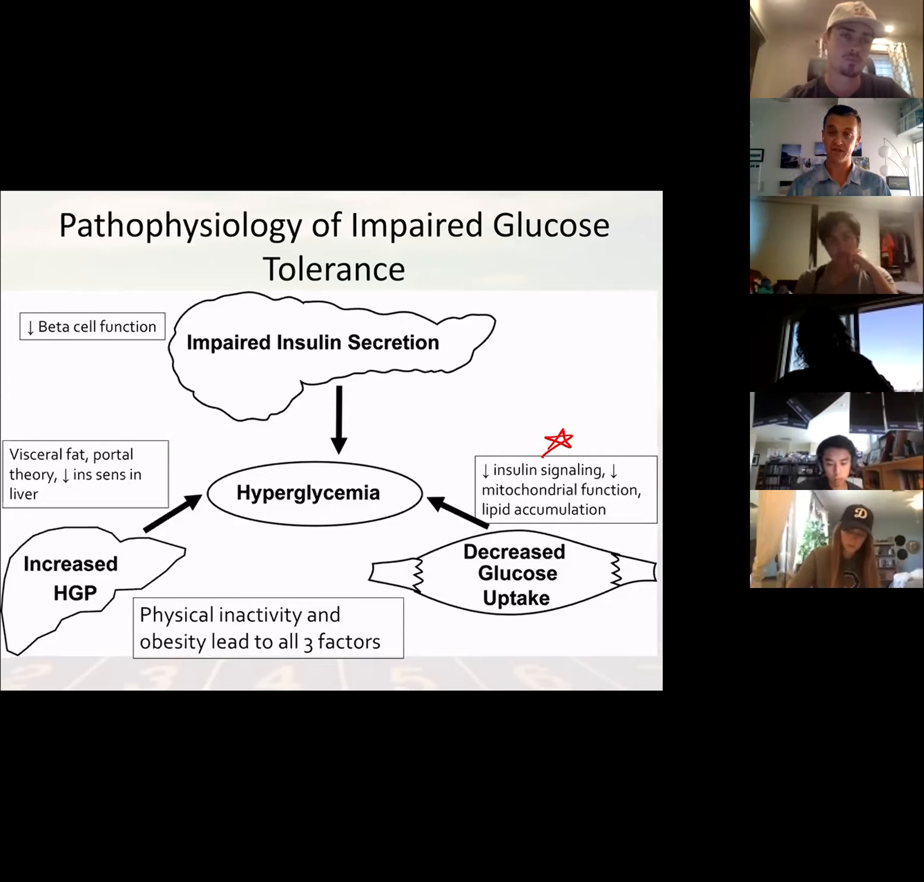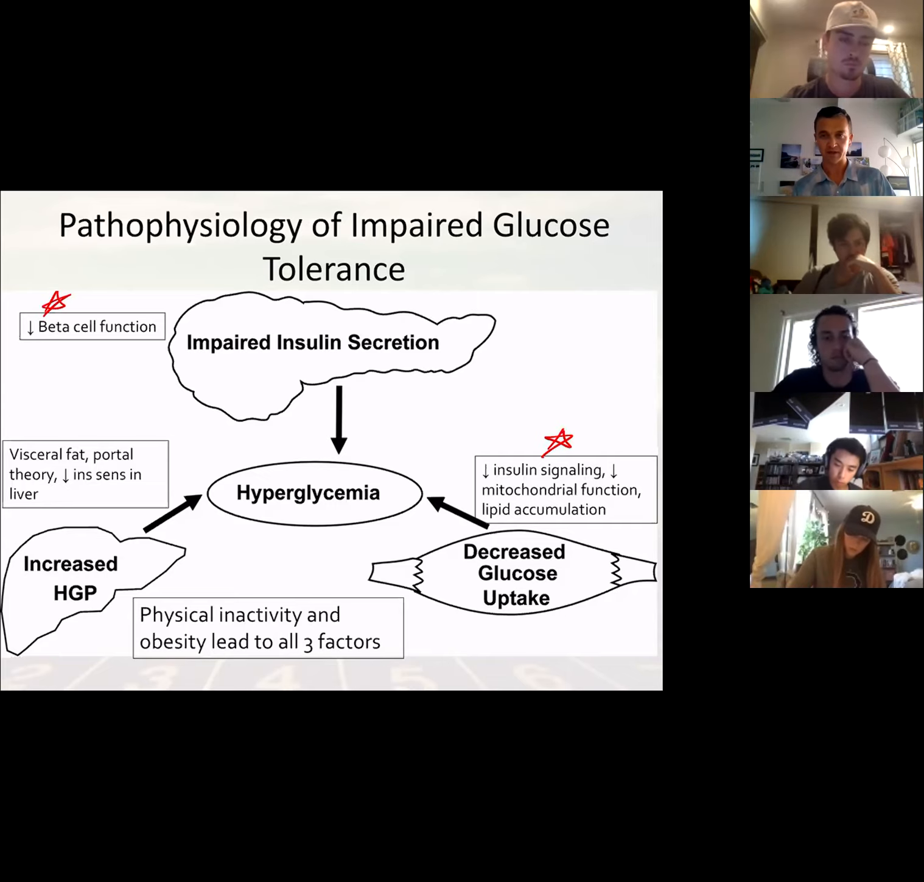But that's not the whole pathogenesis of type 2 diabetes. There's two other factors that are very important too. Number one is that your pancreas is not healthy. Your beta cells inside your pancreas are not healthy. And that sounds more like type 1 diabetes, right? But the problem is we don't diagnose type 2 diabetes until we see elevated fasting blood glucose. And by the time that happens, they've already been struggling with impaired glucose tolerance, and this one down here, decreased glucose uptake, for probably 5 to 10 years or more.